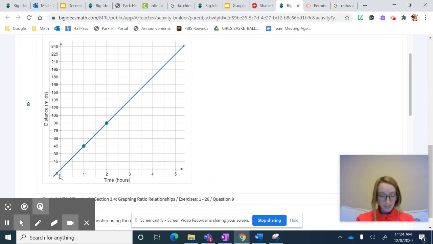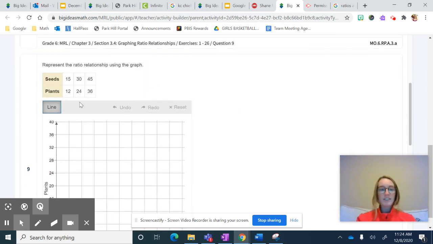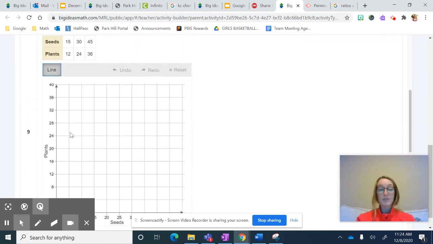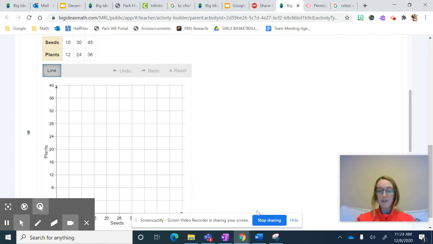Take a look and see it goes to the origin at 0, 0. And then if you want to test any other numbers out, you can. If it goes 45 miles in 1 hour, then I know in 2 hours it's going to go 90. And then 3 hours, I know that we would go 135 miles. So those are the first two. This next one, number 9, is pretty similar. So try that one out and then let me know if you have any questions.